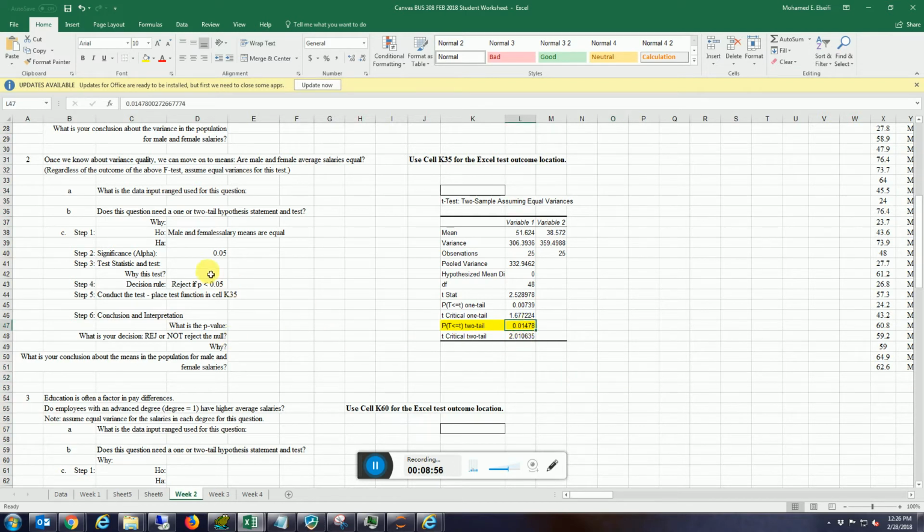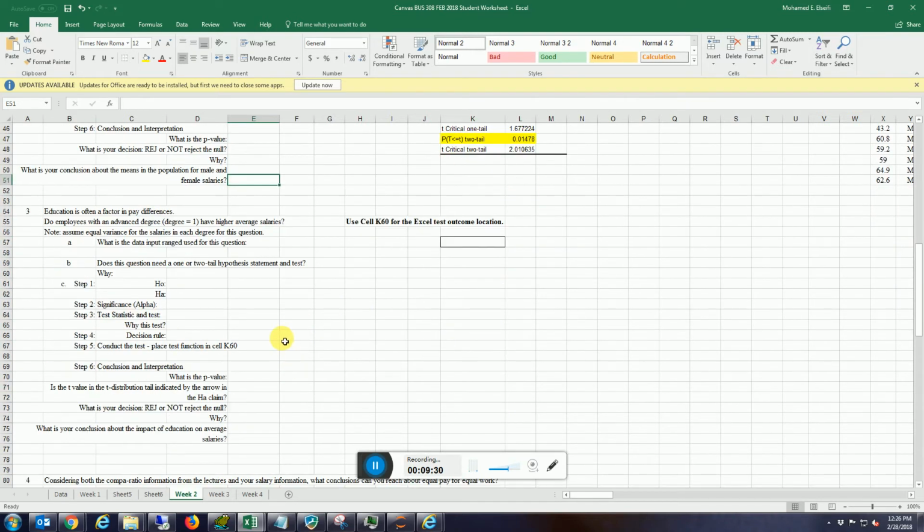And as you can see, this value is less than 0.05, so we're going to conclude that we can reject the null because the p-value is less than 0.05, so it meets the decision rule. And we can conclude that there is a significant difference between male and female salaries, between the two population means. So we don't know yet who's making more, but we know that there is a statistically significant difference between both groups.